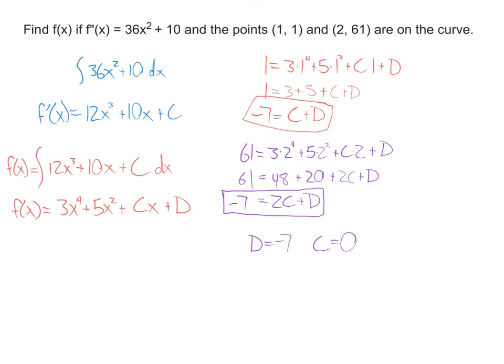So, look at our final function. f of x is 3x to the fourth plus 5x squared. Watch this. c was 0, so there's no linear term. It's just 3x to the fourth plus 5x squared minus 7. There's our original function.